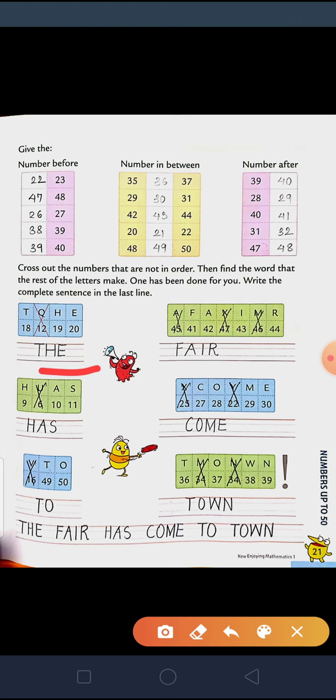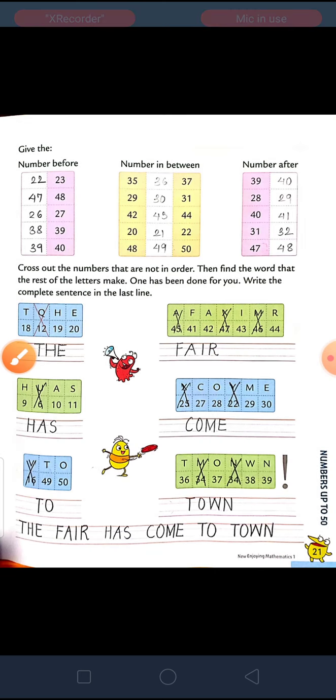So when you join all these words together, when you combine them and write in one line, what will be the sentence? The fair has come to town. So you will write here this whole sentence.